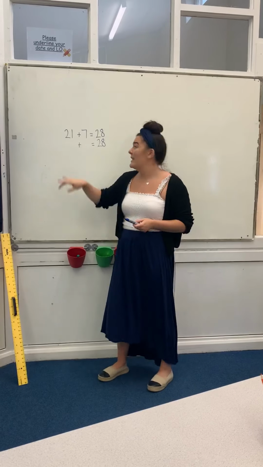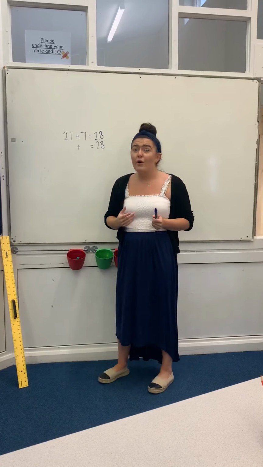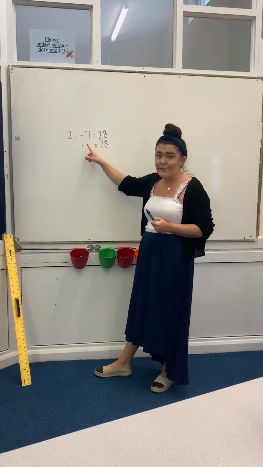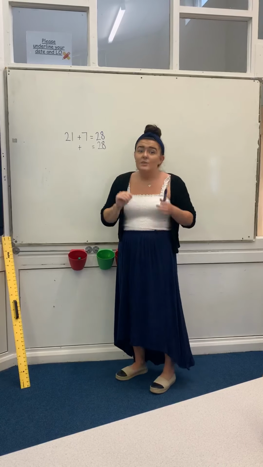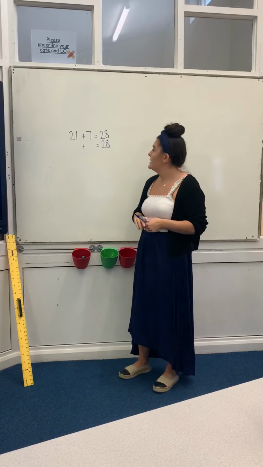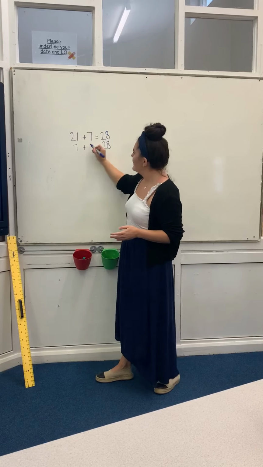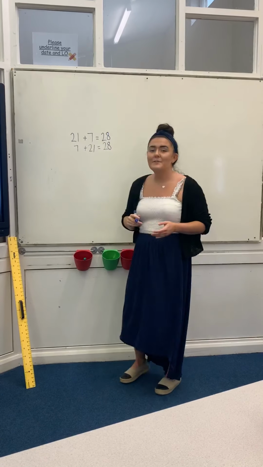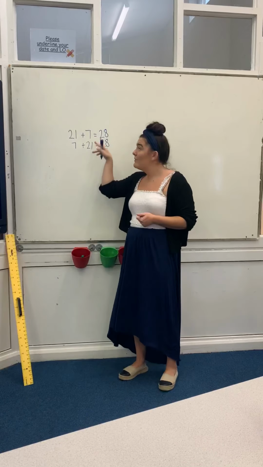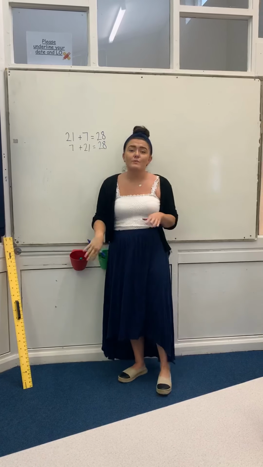Next, all we need to do is fill in the gaps. Now we've already used 21 add 7 equals 28. So I'll use the same numbers just in a different order. So this time I'll take 7 first. 7 add 21 equals 28. Great. Now that we've got our 2 addition, we can move on to subtraction.